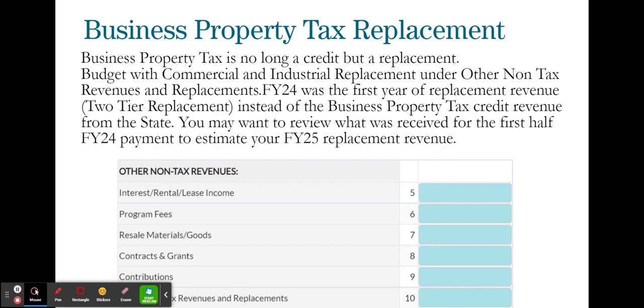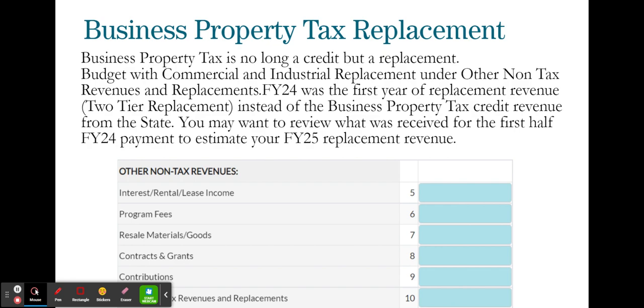Because these are replacement dollars that you're receiving from the state, it's similar to the commercial and industrial replacement program, and it's considered an other non-tax revenue. Fiscal year 24 was the first year. So this current year is the first year that you're receiving this replacement revenue instead of receiving the credit against levied taxes revenue from the state. So it's really a different type of revenue for a similar-ish program.